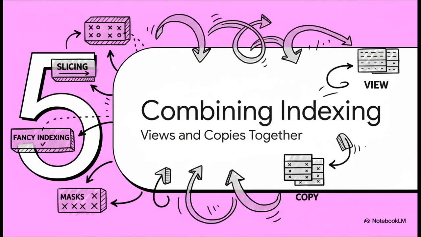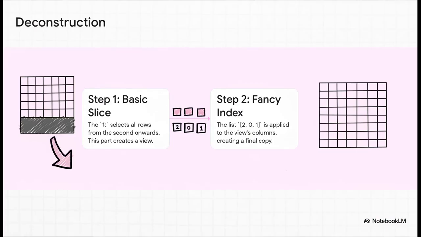Now, where NumPy indexing gets really interesting is when you start to combine these different techniques, basic slicing and fancy indexing, in a single expression. Let's break down this example because NumPy actually processes it in stages. First, it looks at the row index, 1 colon. That's a basic slice, so it creates a temporary view of all the rows from the second one to the end. Then it applies the fancy index, the list [2, 0, 1], to the columns of that temporary view. This selects and reorders the columns. Now, here's the key. Because the final step in the chain was fancy indexing, the final result you get back is a copy, not a view.